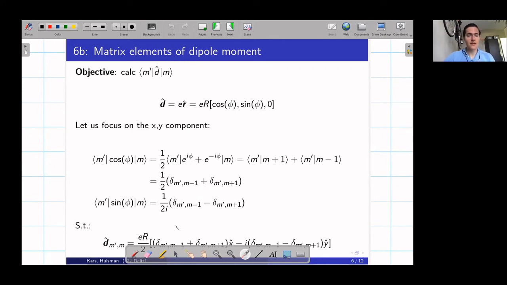Now to B. Here we're asked to calculate the matrix elements of the dipole moment. So what does this dipole moment look like? It's just charge times distance. And charge is e, and the distance here is r cosine phi for the x component, and r sine phi for the y component. So let us focus on the x component here.